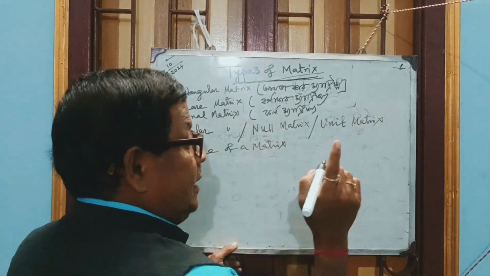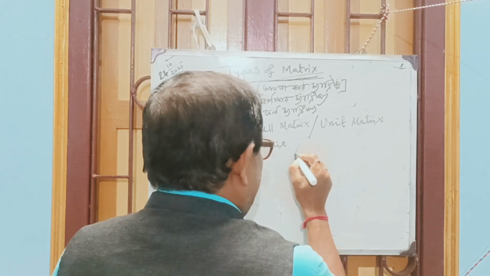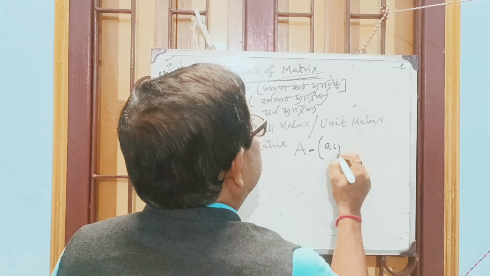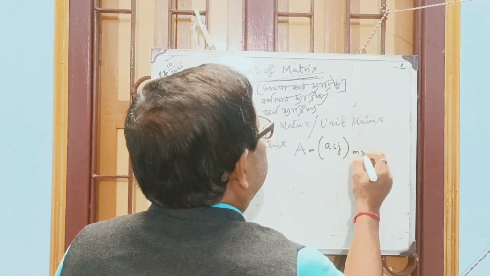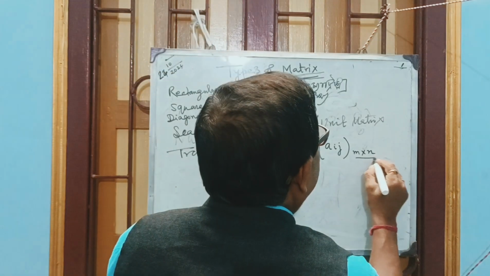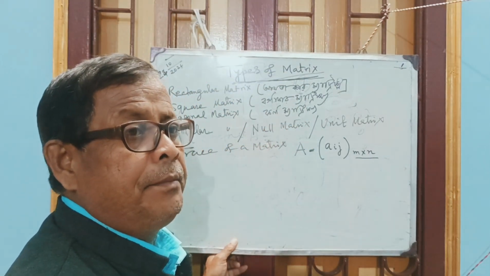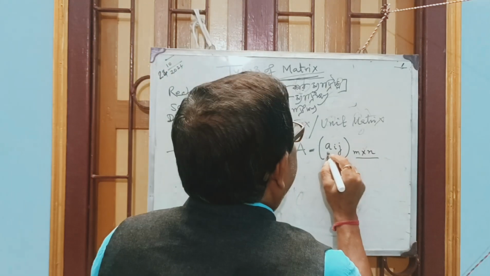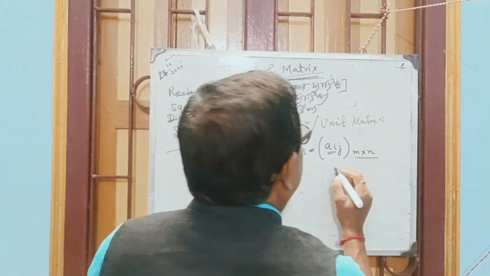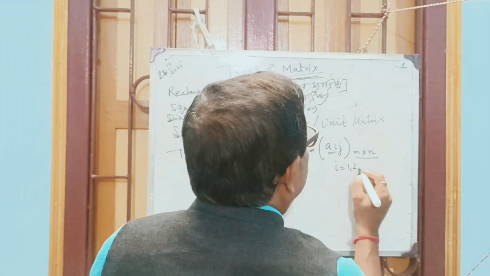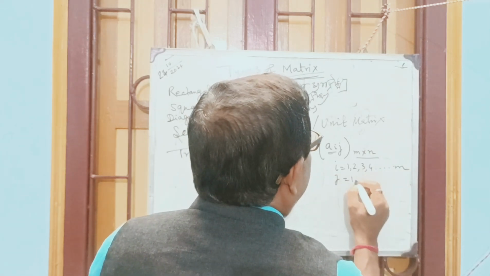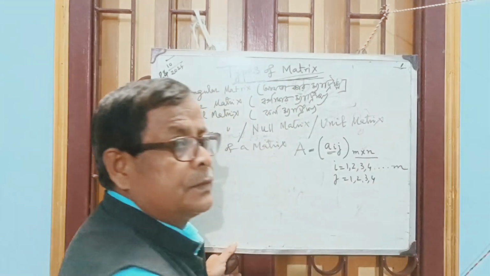First of all, we consider a matrix of the form A = [a_ij] of order M by N. Therefore, the order of the matrix is M by N, and a_ij is the element in the ith row and jth column. The value of i varies from 1, 2, 3, 4 up to M, and j from 1, 2, 3, 4 up to N.